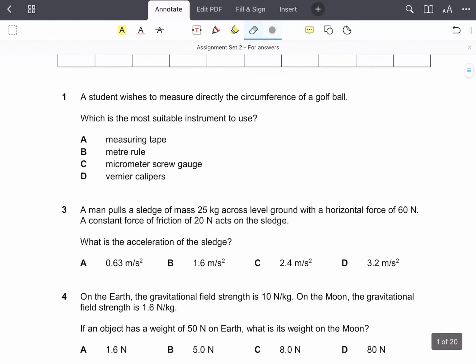Okay, so question number 1. A student wishes to measure, the keyword here is directly, the circumference of the golf ball. So which one is the most suitable? You have measuring tape, because measuring tape is the only one that is flexible.